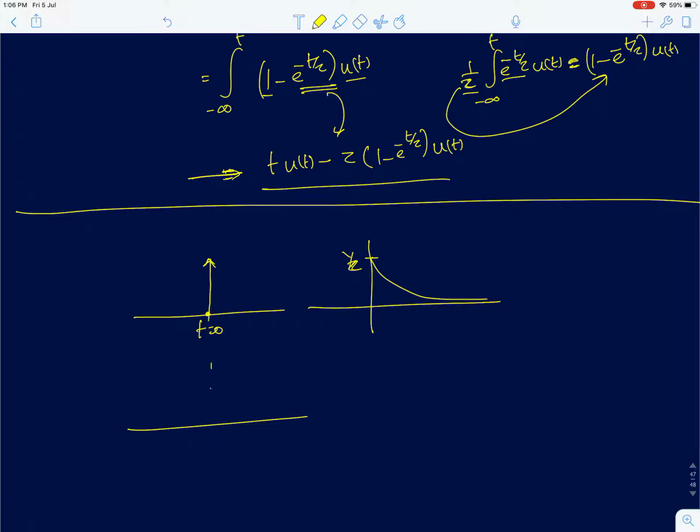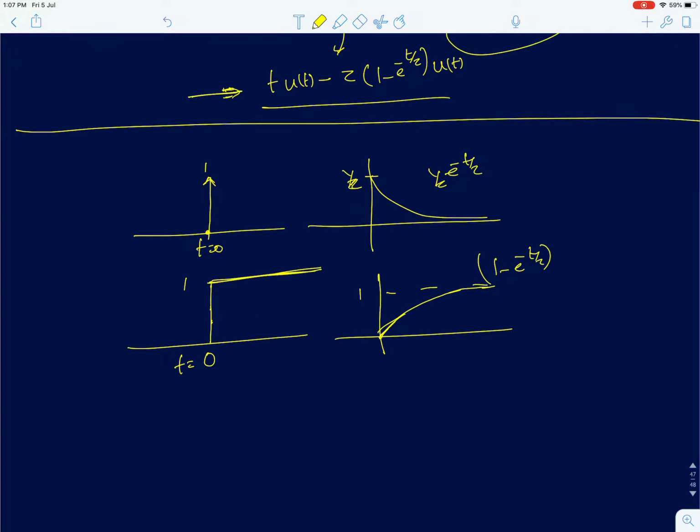And for a step response, it starts at t equal to 0 and eventually reaches the steady state value, which is 1. Okay, so this is 1 minus e power minus t upon tau.